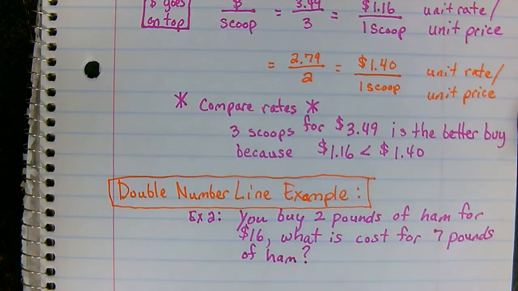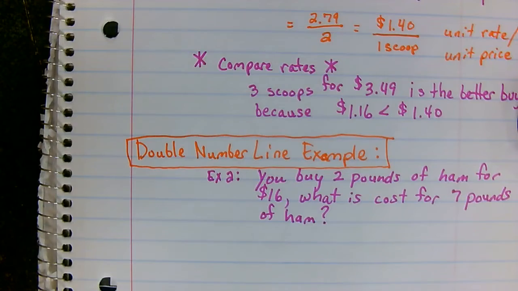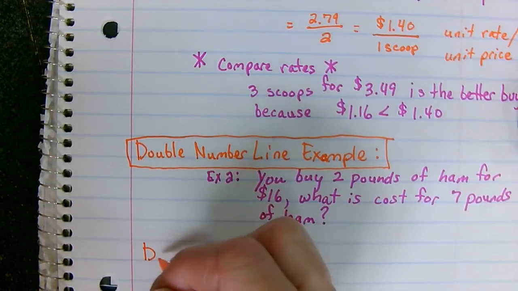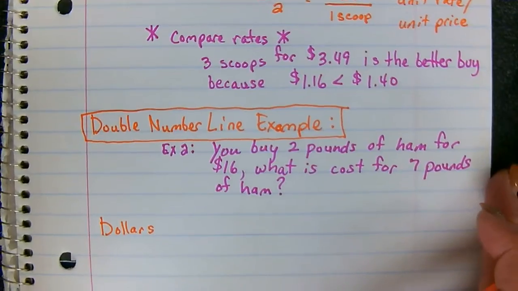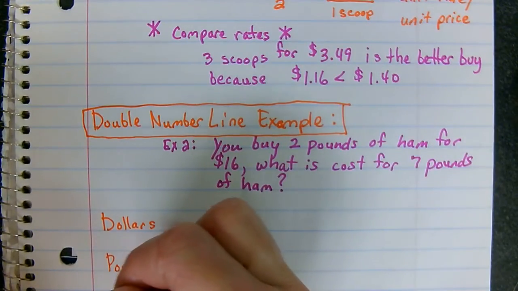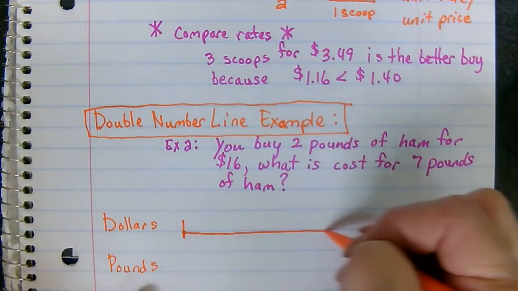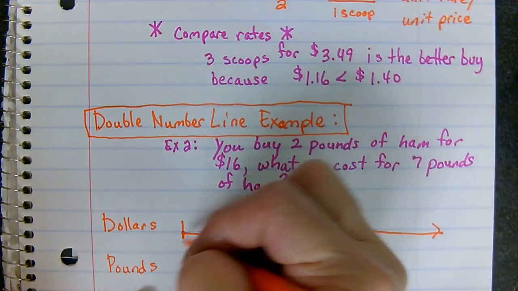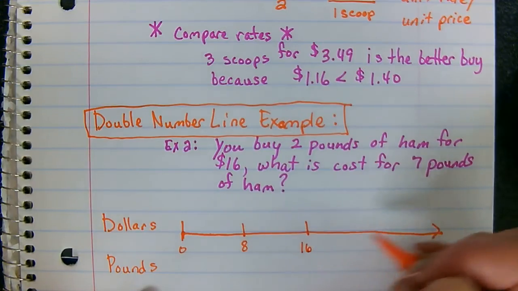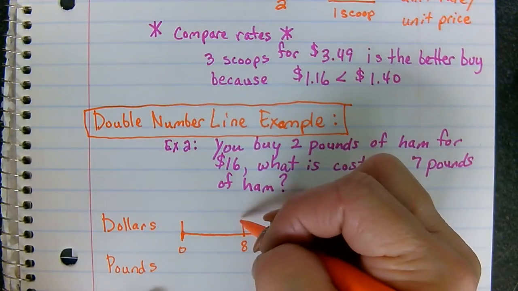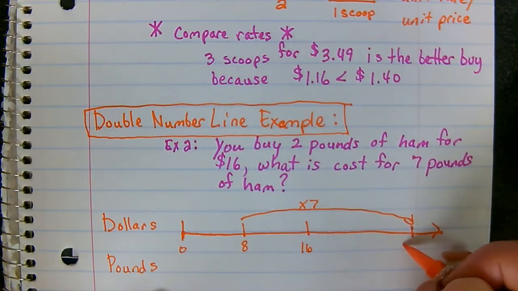Okay, so let's compare dollars to pounds. So we're making 2 number lines here. And the first number line we're going to label as dollars. Okay. So let's go over to here and we'll skip a couple lines here and put pounds. We'll start at 0. Okay. 0. Let's go by 8. Let's go by 16. And let's go, if we multiply by 7, let's go all the way. 8 times 7 is 56. Okay?